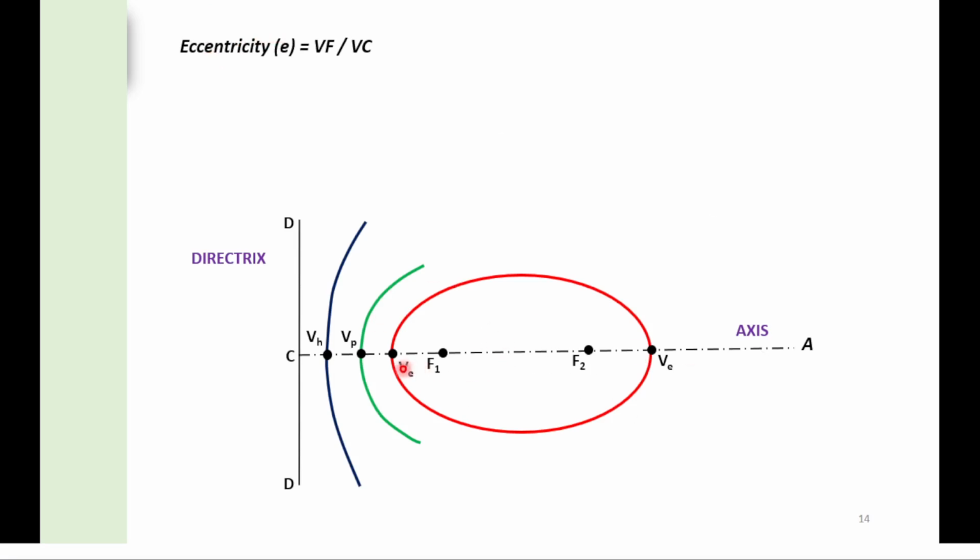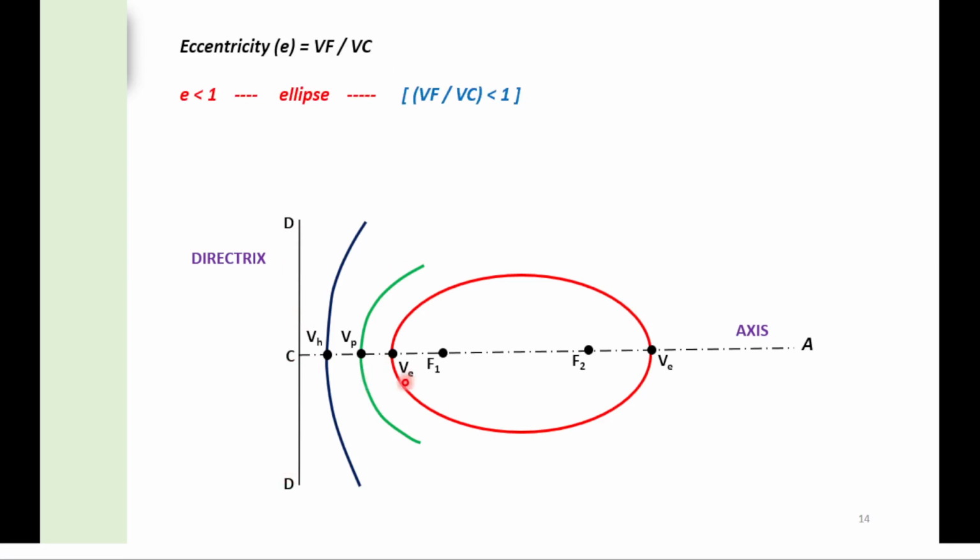Now we know the eccentricity has huge importance for drawing these conic curves, right? It is nothing but VF by VC. So what exactly does this VF represent? It is the distance of the focus from the vertex, divided by VC, which is the distance of the vertex from the directrix.